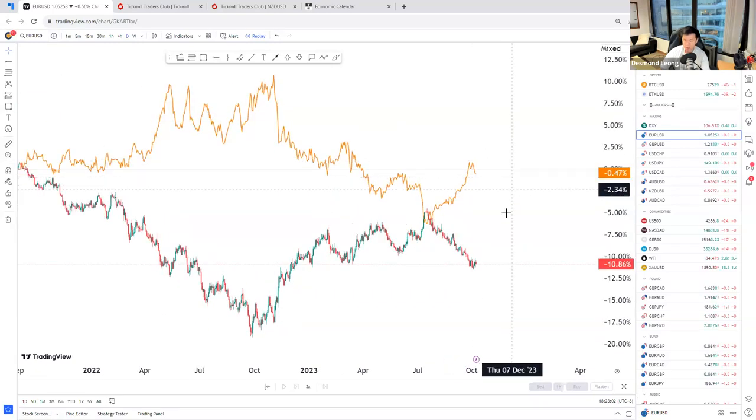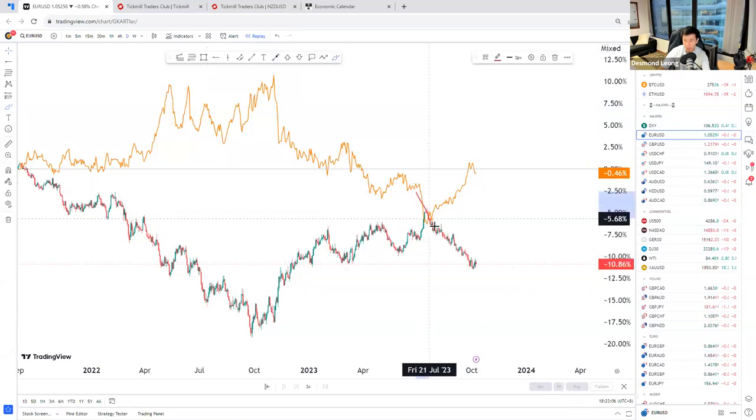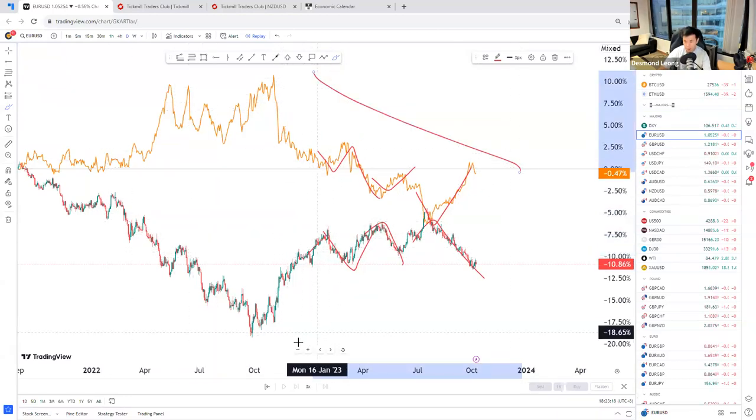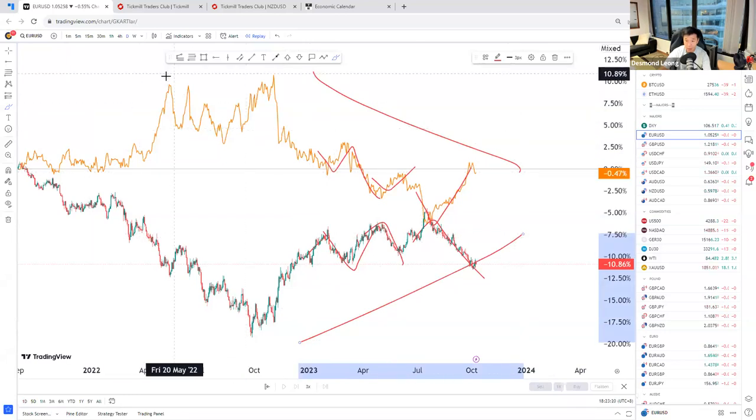What do you notice? You notice that these two instruments move in opposite directions. One goes up, the other comes down. One goes up, down, one goes down, up, right? So this is what we call negative correlation. One goes down as you can see, one goes up as you can see. This is called negative correlation.